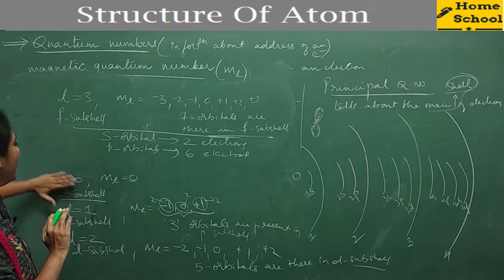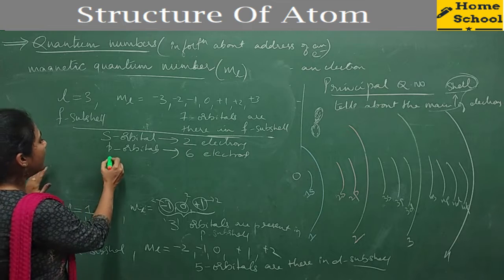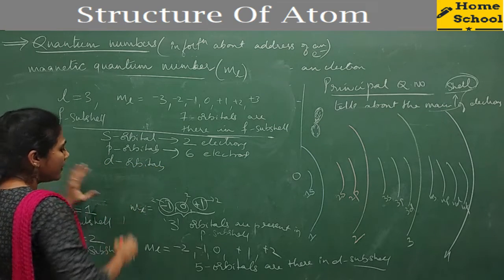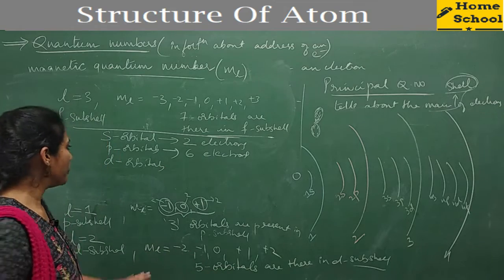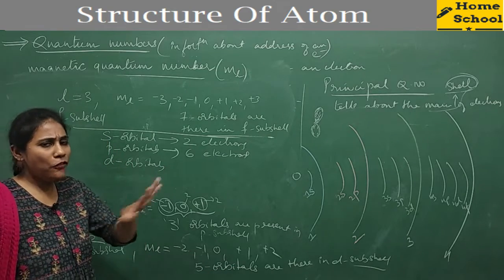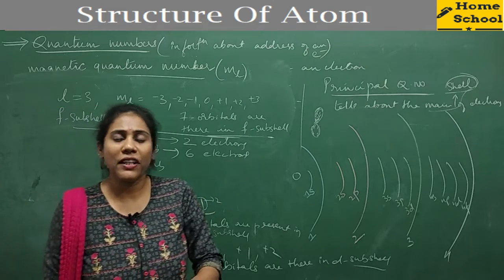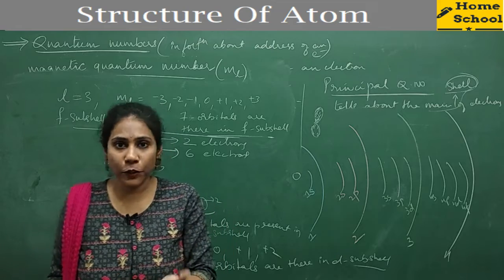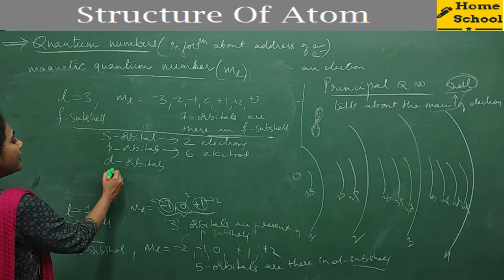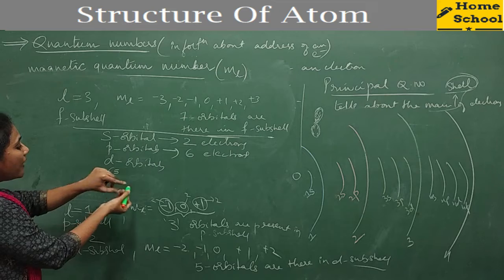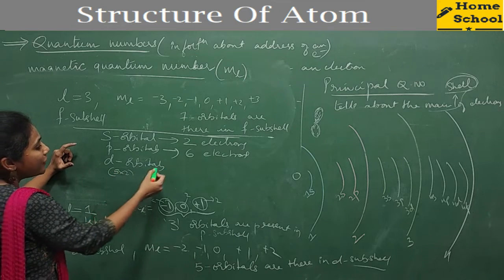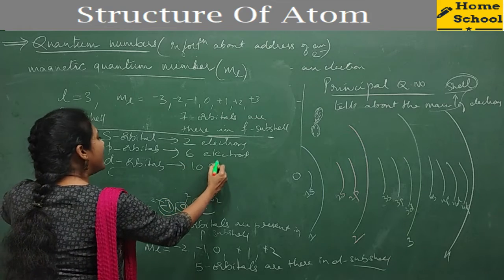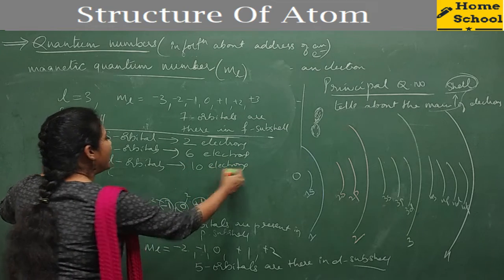Fine. And now coming to the d orbitals. How many d orbitals are there? D orbitals are 5. Any type of orbital, S, P, D or F, can give place for only 2 electrons. Totally 5 d orbitals are there, each one can give place for 2. So 5 into 2, totally how many electrons can be present in d orbitals? 10 electrons.